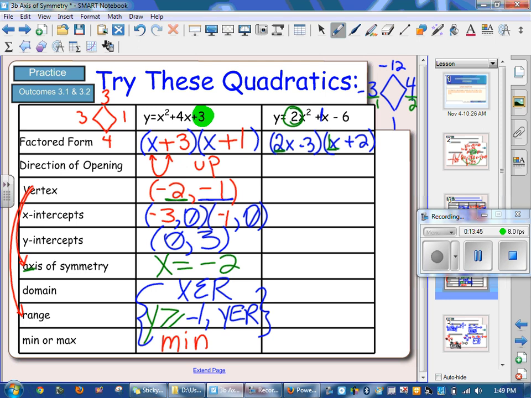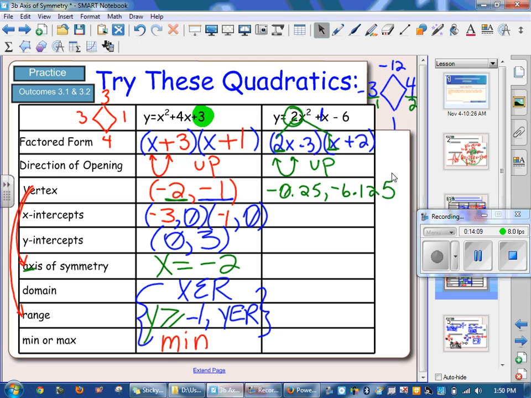All right. Direction of the opening, this guy is also going up. Vertex on this one is going to give us -0.25 and -6.125. Again, it's coordinate points, so it must be in brackets.